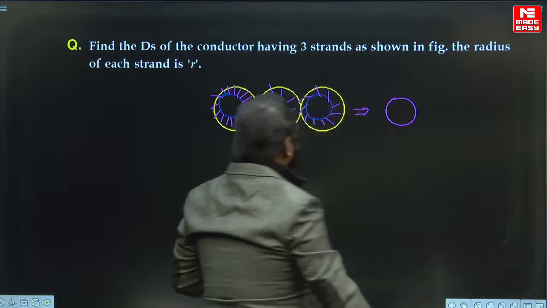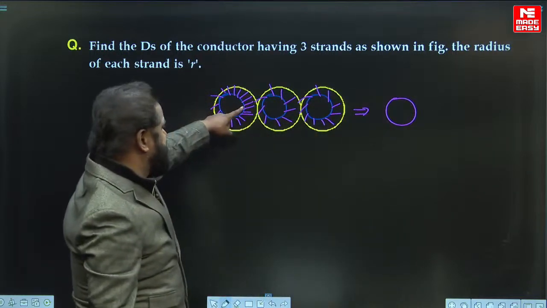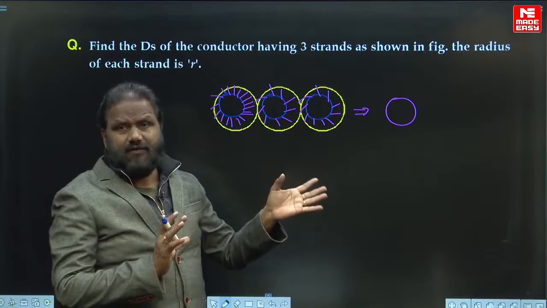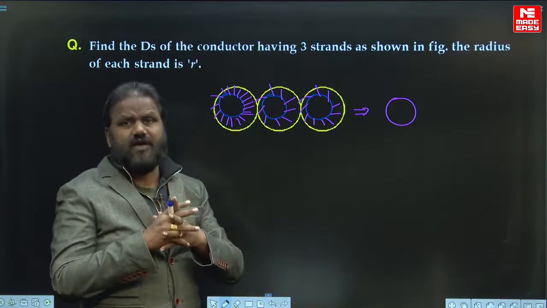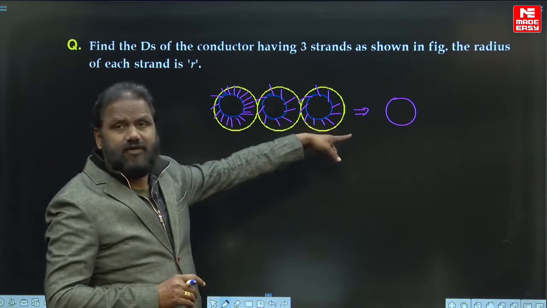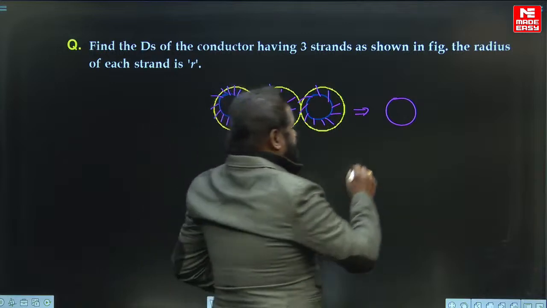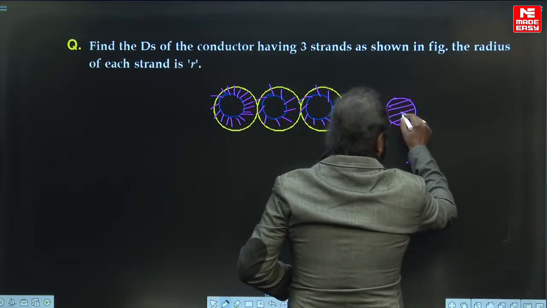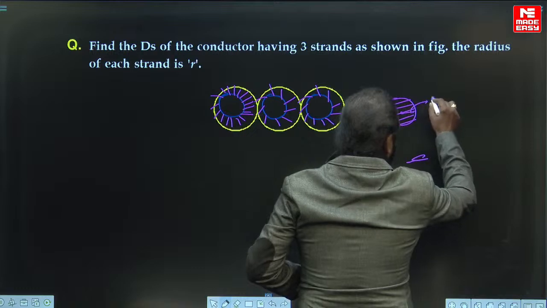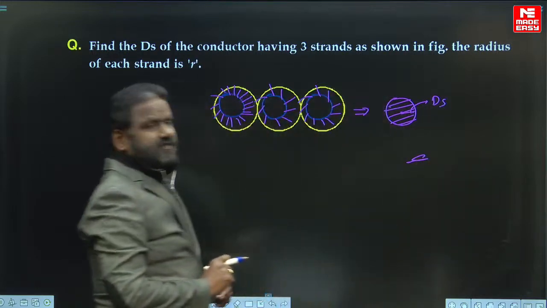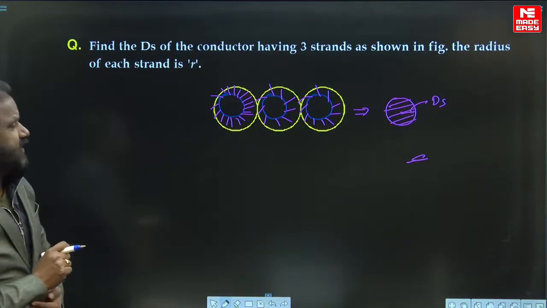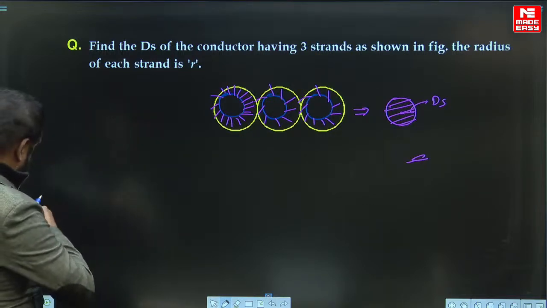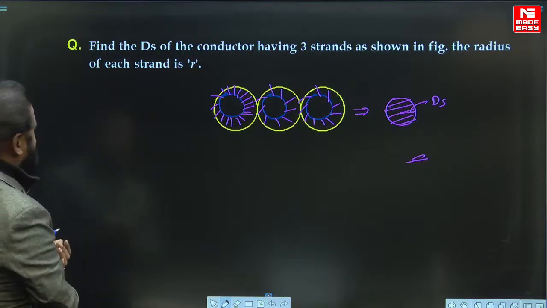Let us consider the metallic portion through which the charges are crossing. If you have united and concentrated it in one location, that is equal to that cross section. This cross section's radius can be taken as ds. So we need to calculate this ds.